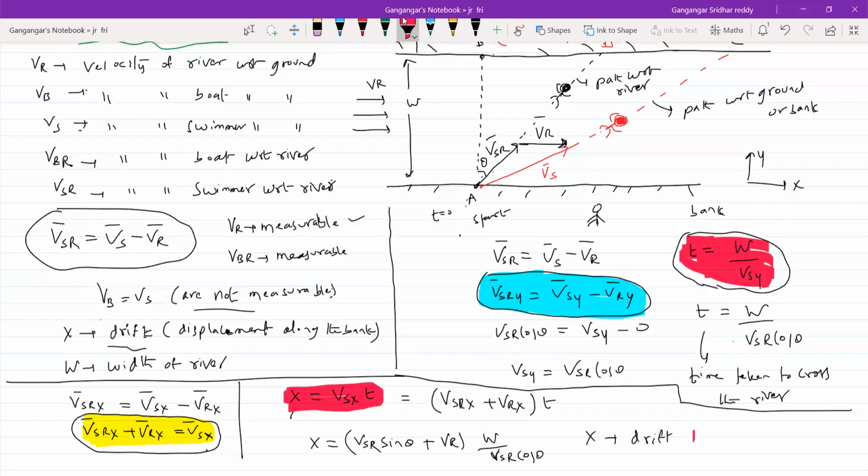Are all of you okay with the terms? I defined all the terms. In some books they started with Vbr, that's why I brought that also. Either boat or swimmer, let it be the same. Any doubt you clarify, then I'll proceed to the next conditions.